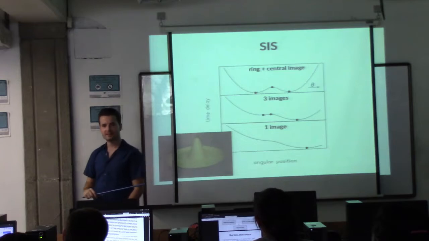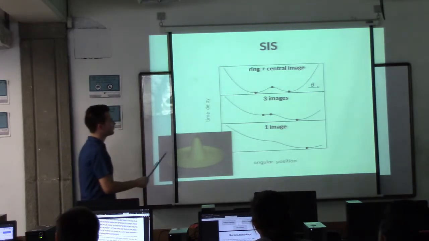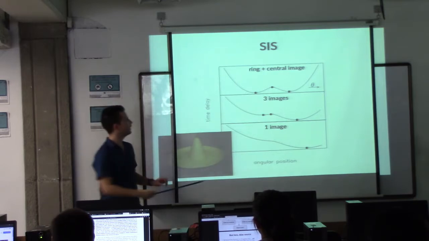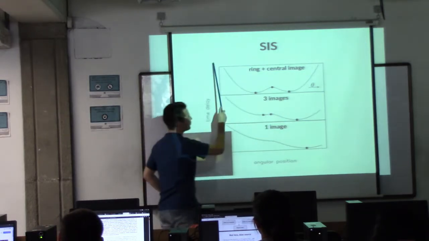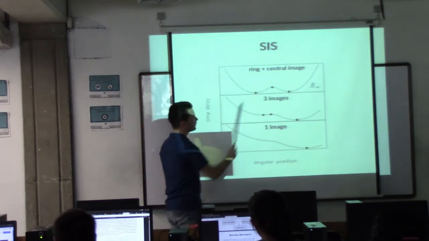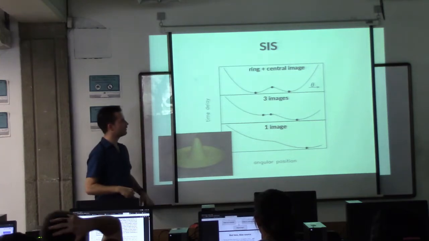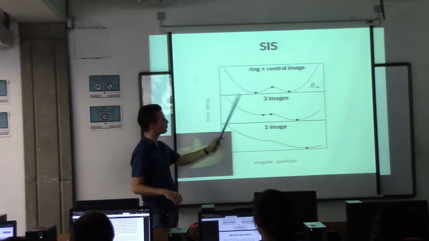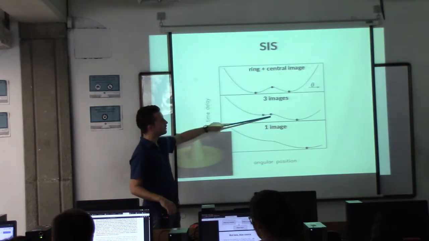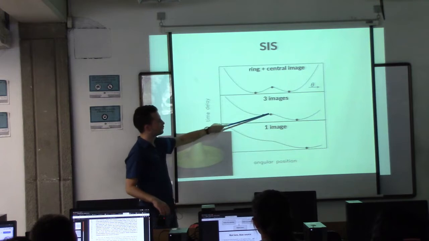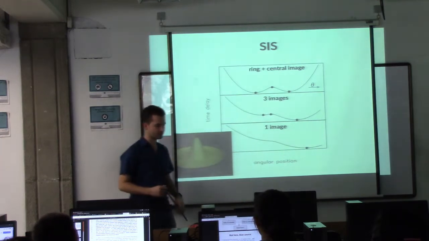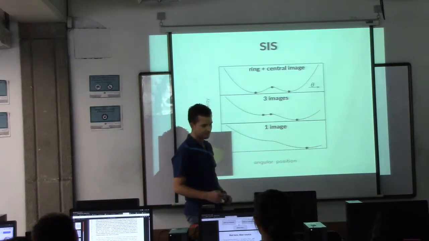So back to our Mexican hat approximation. This is a time delay surface for a singular isothermal sphere. Again, it is a combination of a paraboloid due to the geometrical time delay, and this blip over here due to the gravitational time delay. And we saw that depending on the source position, we either get a ring and a central image, or three images, a minimum, maximum, and a saddle point, or only a single image if the source is far away from the lens.